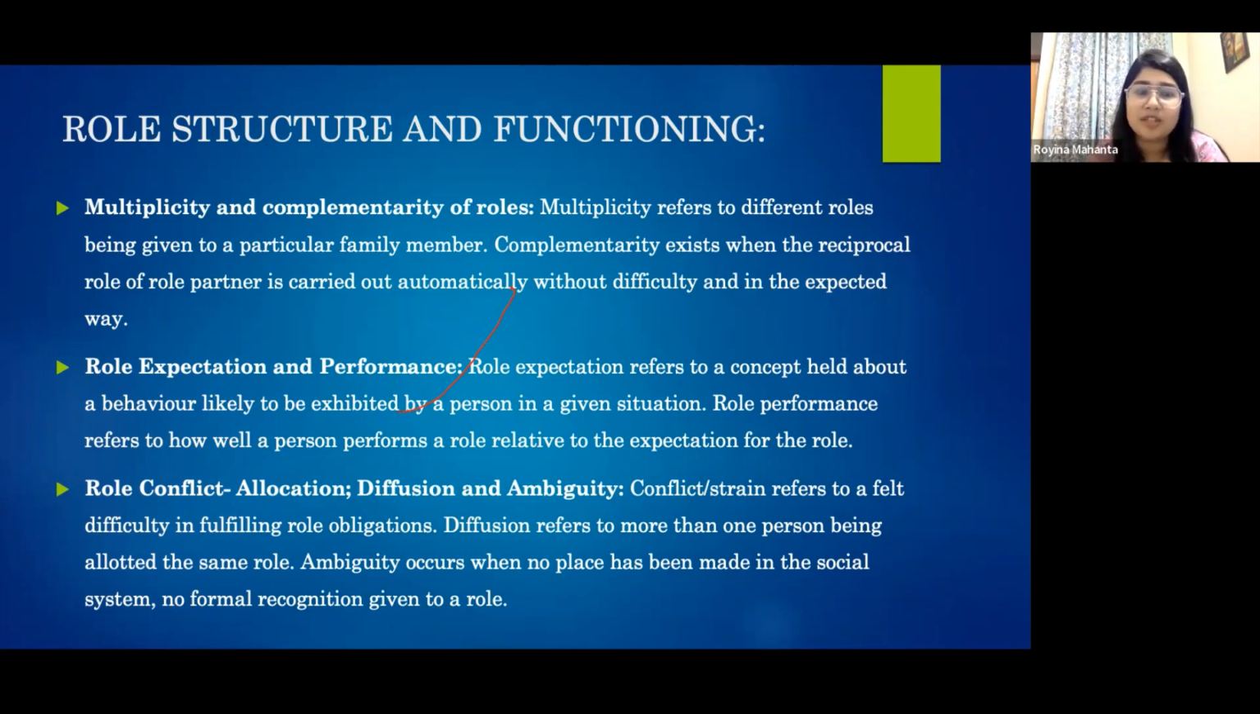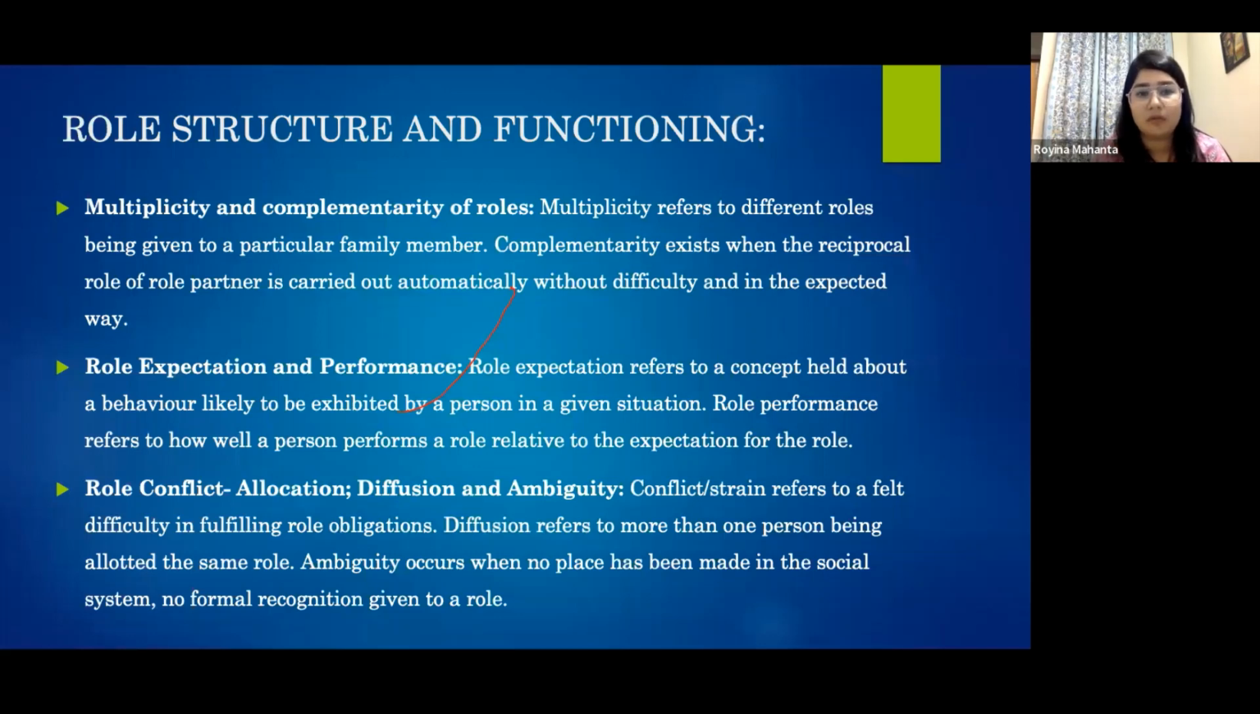And role performance goes hand in hand with role expectation. So role performance is basically how well a person performs a role relative to the expectation for the role. So whatever is expected of me as a daughter by my parents, whether I'm able to fulfill those expectations or not is my role performance. Similarly, that of a wife or that of a sister, whatever is expected of in that particular role from me, whether or not I'm able to fulfill those expectations, will tell how well I'm able to perform that particular role.